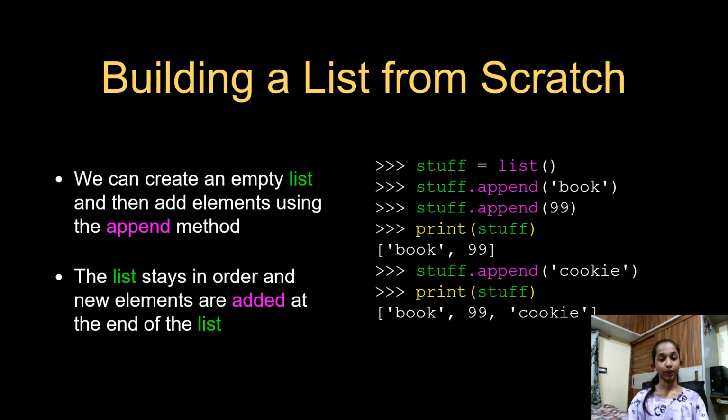Here is the fun part of the video, building a list from scratch. We can create an empty list and then add elements using the append method. The list stays in order and new elements are added at the end of the list. Let's see how it works. Stuff is the list containing 0 elements. When we appended book and then 99 to stuff, we got an output as book, 99, which means book and 99 are the elements of the list stuff. Then we appended cookie to the list stuff and we got book, 99 and cookie as an output, which are the elements of the list stuff. We can also notice the order of the list.